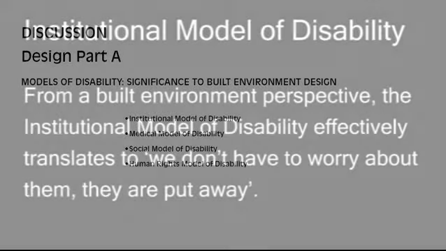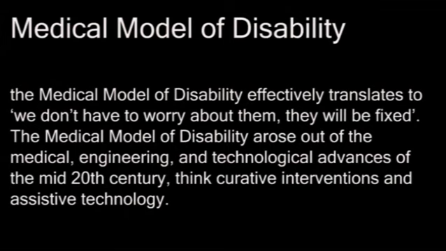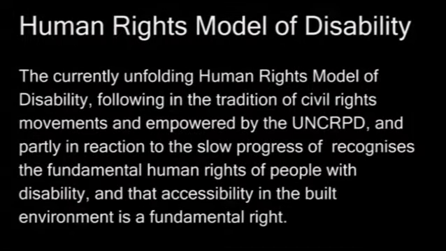From a built environment perspective, the institutional model of disability effectively translates to, we don't have to worry about them, they are put away. The medical model of disability effectively translates to, we don't have to worry about them, they will be fixed. However, the social model of disability recognises that the built environment is a disabling instrument in itself.